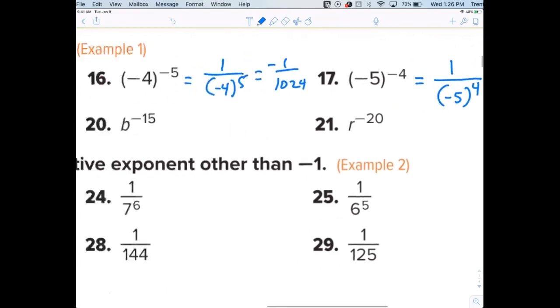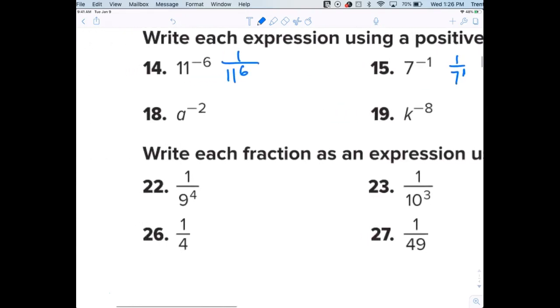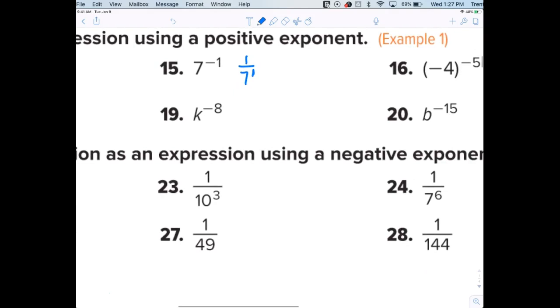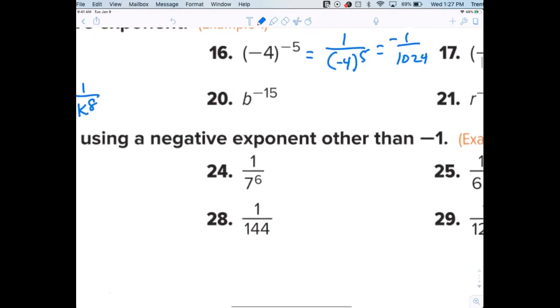All right, Davis, here we go. You tell me about 18, please. 18 is 1 over a to the second power. Yes, 1 over a squared. Exactly. Reagan, tell me about 19. 1 over k to the 8. Yes, brilliant. 1 over k to the 8. 20. Go ahead, tell me. 1 over b to the 15th. Beautiful.